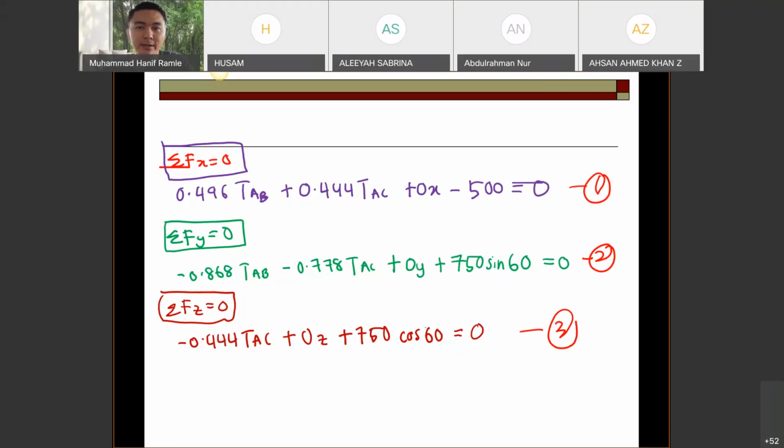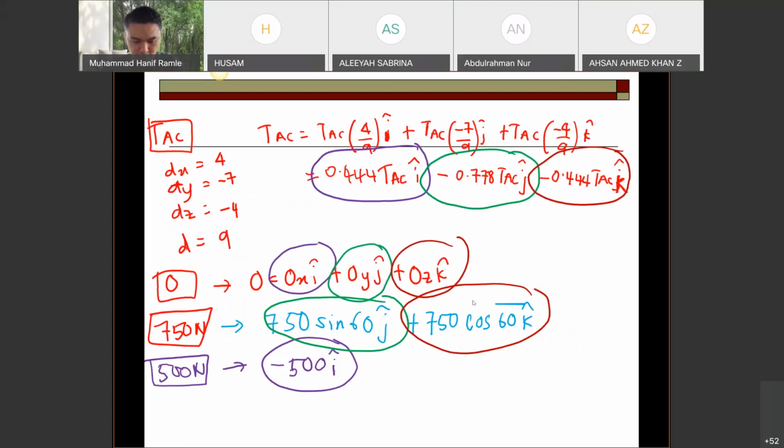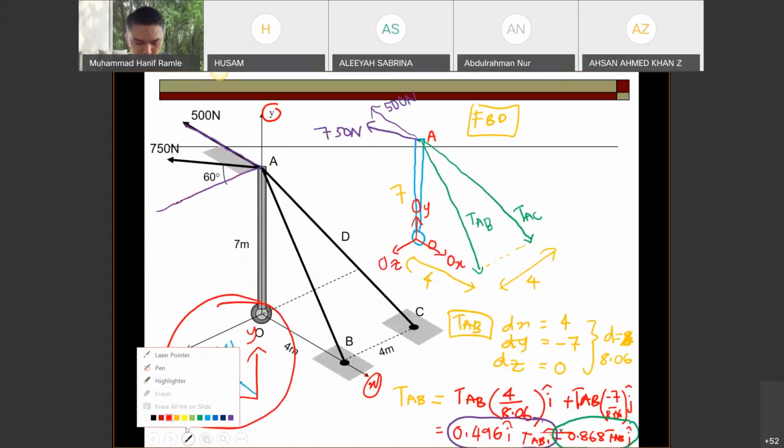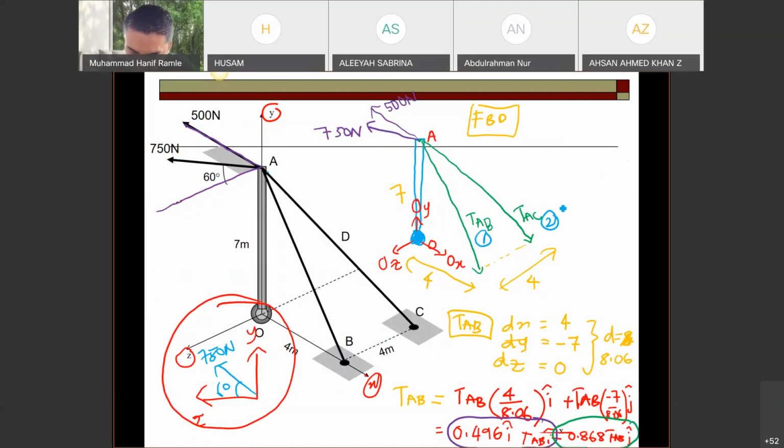Let me give the idea. The moment that you have to take is about O, of course, because that point has the largest number of unknowns. So in your moment there are actually 4 forces, which I put as number 1, number 2, number 3, and number 4. So you have to consider 4 forces in your moment, and you have to determine r, of course.